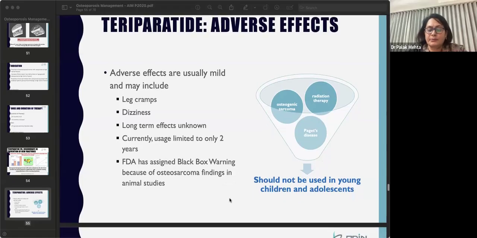I have been using this molecule for many years. So far, this has not been observed in my patients. It should not be used at all in young children and adolescents. Next slide.